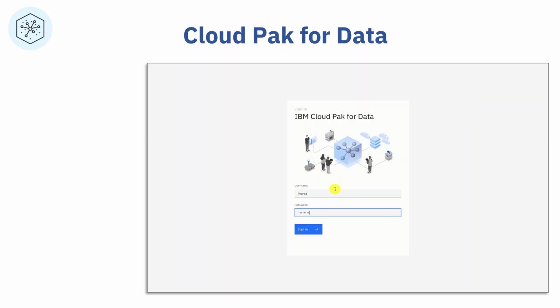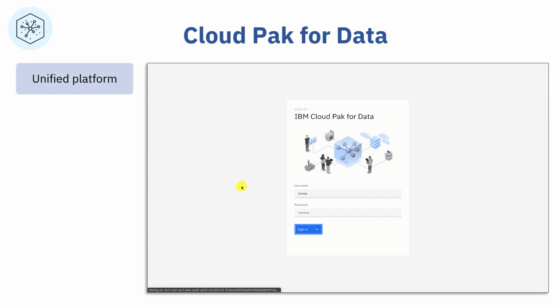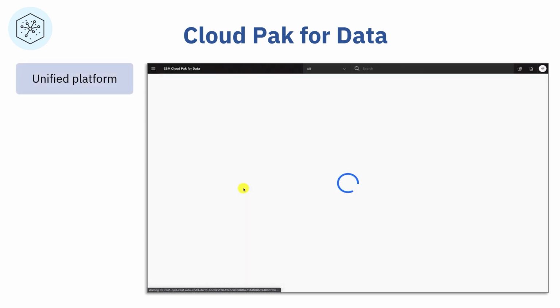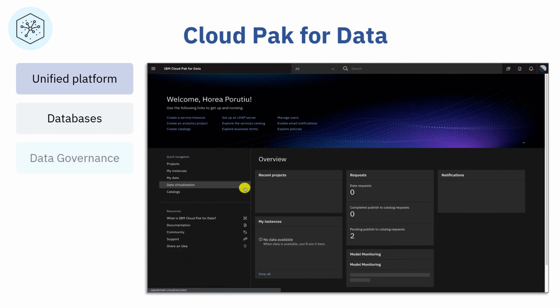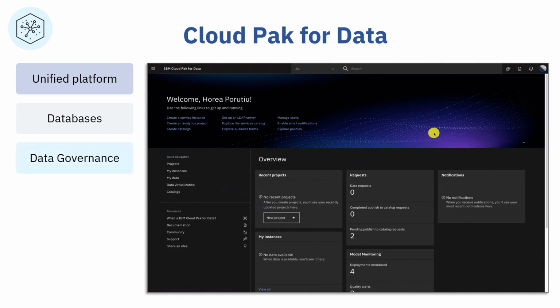Cloud Pak for data has the following features built in. It has a single unified platform that integrates data management, data governance, and analysis. It has databases so that you can spin up your favorite IBM or open source database. It has data governance built in, like automated discovery and classification of data, and masking of sensitive data.